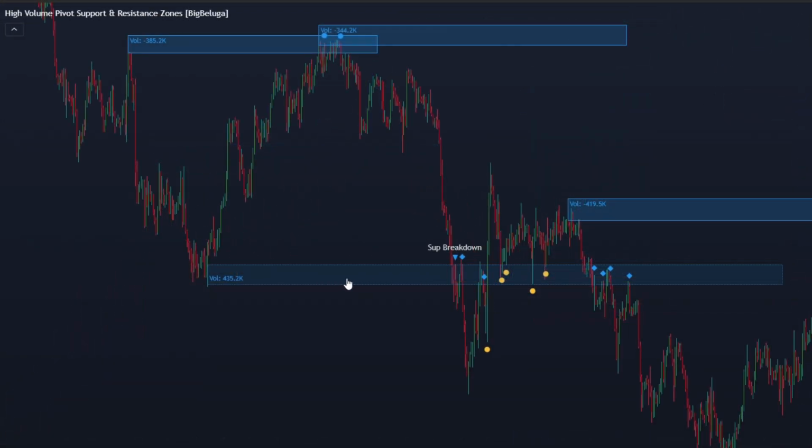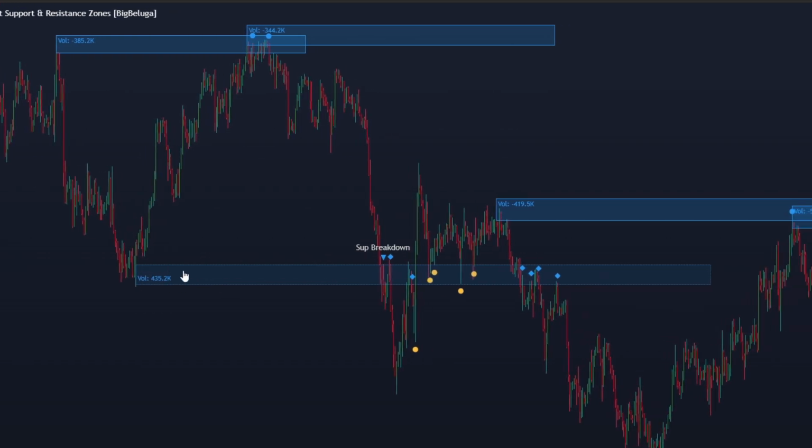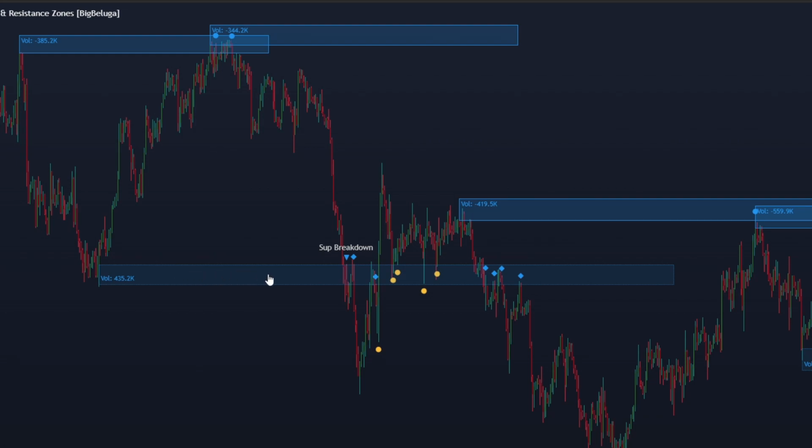However, you may occasionally notice that the color of a zone changes. For example, this zone was originally identified as support and was therefore orange. Later, price closed below the support zone and broke it. After the breakdown, the indicator automatically changed the zone from orange to blue. This happens because broken support can become resistance. The indicator automatically recognizes this change in market structure and updates the zone accordingly. The same principle works in the opposite direction.